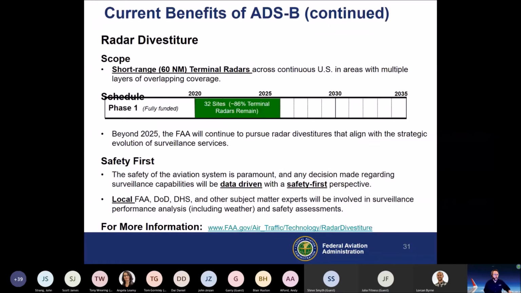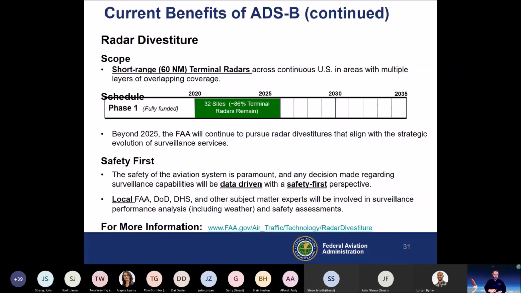So I mentioned radar divestiture. This is an active project that we have ongoing. I mentioned earlier all these many radar systems that we have deployed throughout the US. We're currently working on a radar divestiture project to eliminate 32 of those in the first phase. We're focusing in on these many systems that have multiple systems located very much in the same location, so they overlap a lot of their coverage.